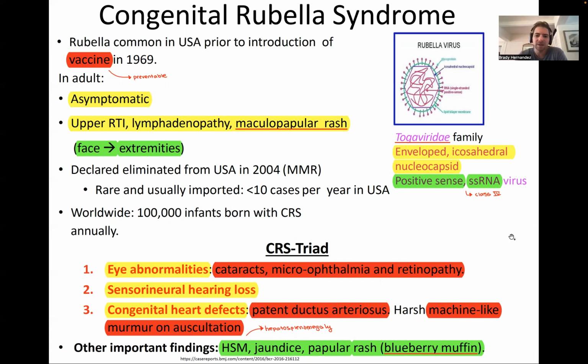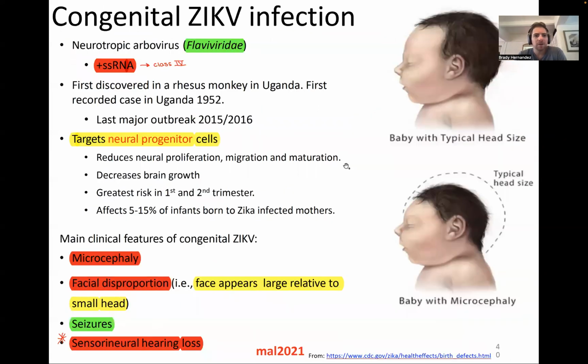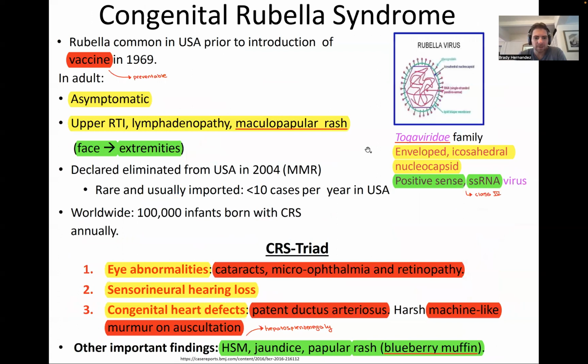So a continuous machine-like murmur. Remember I said, be careful with those blueberry muffin rashes. They're not really specific, okay? Right? This crosses the placenta. So that's a problem there. Okay, so that's all they really gave us. Oh, sorry, I missed that one.